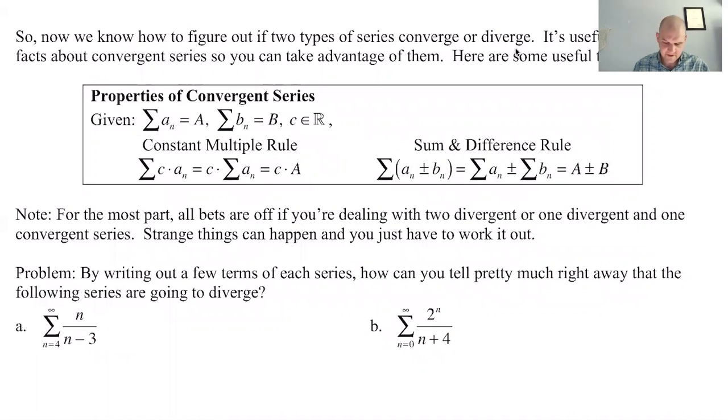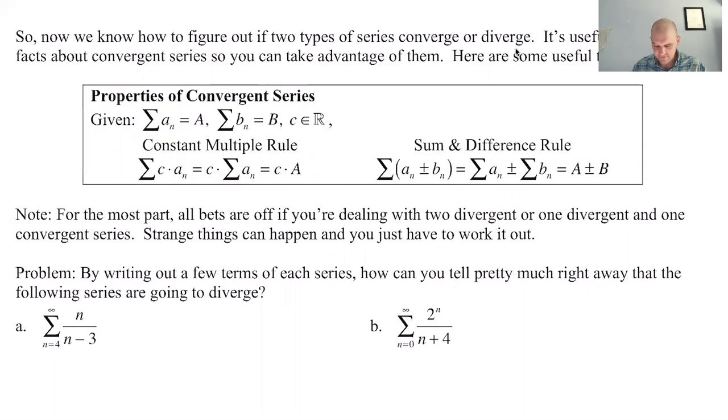Properties of convergent series are basically the same as the limit laws, or definite integrals, like they look very similar. So if we are given that these two series, a sub n and b sub n, converge to a and b respectively, and that c is an element of the reals, then we have a constant multiple rule, which just says you can factor a constant out of a summation, and you'll just get the constant times the sum. So that's if it converges.